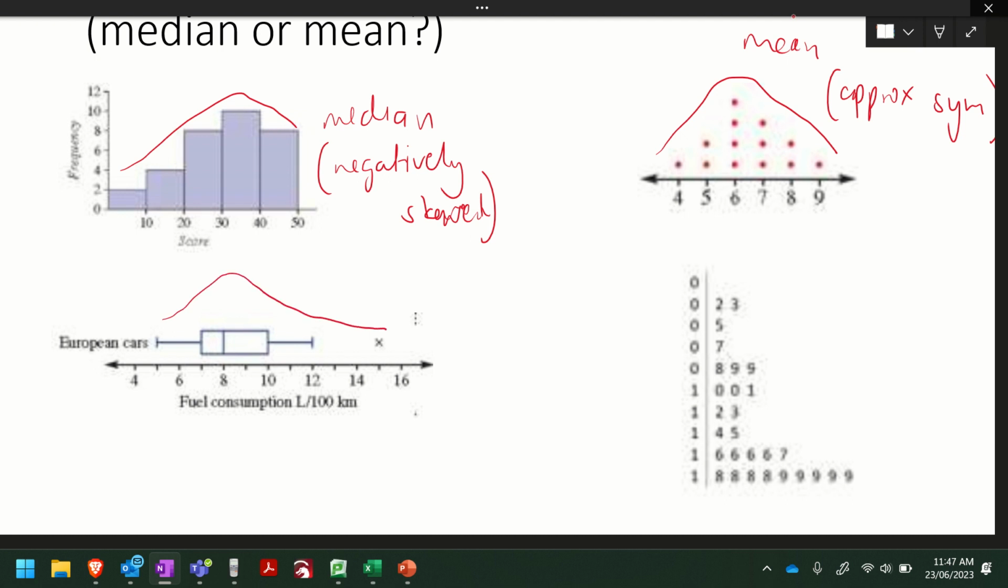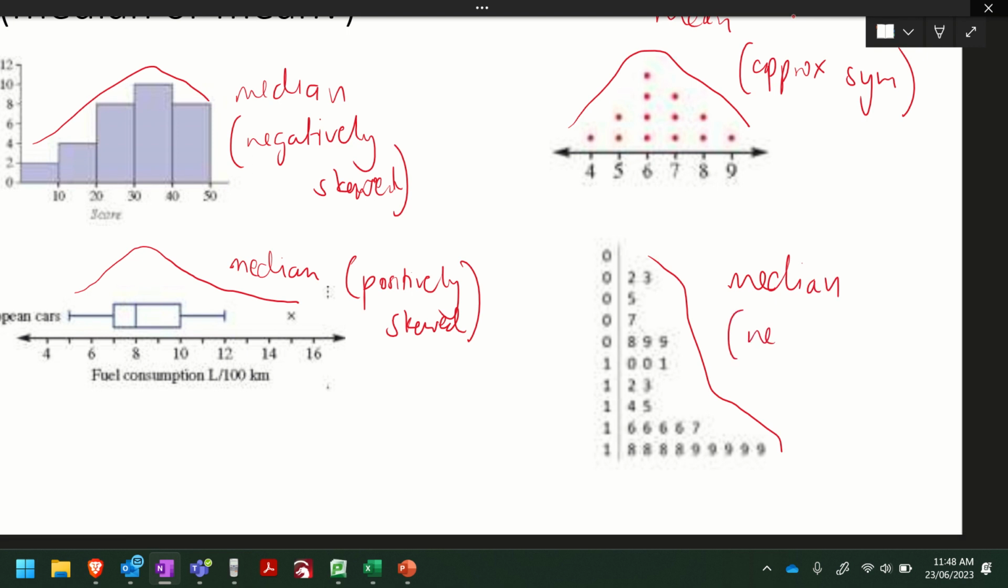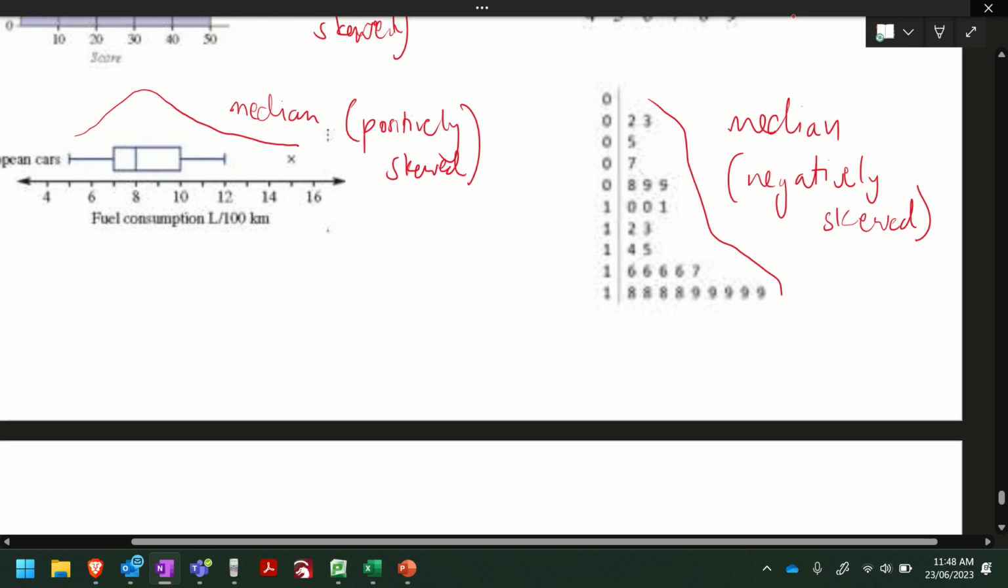So what does that mean? What skew is it? It's median because it's positively skewed. Median for the last one because it's negatively skewed. So it sort of peaks up there. Again, lastly, before I finish up, use the mean if the data is approximately symmetrical. And then use the median if your data is skewed either positive or negative. That's the easiest way to think about it.